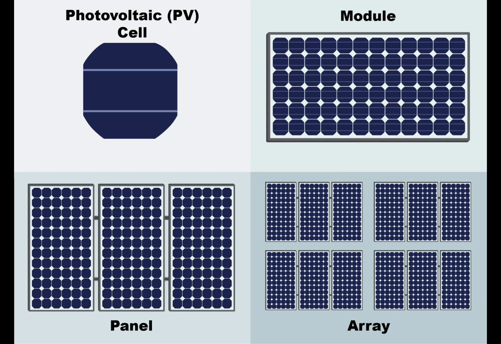A PV cell is basically a solar cell. Due to its size, it only produces 1 to 2 watts of energy. However, if it's connected to other cells, the power can increase. That's how you get modules or arrays.